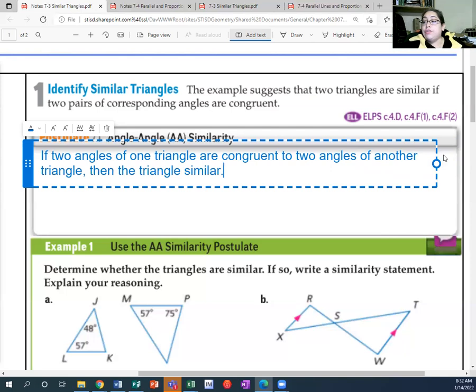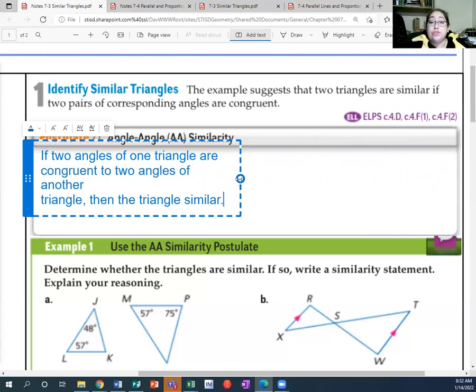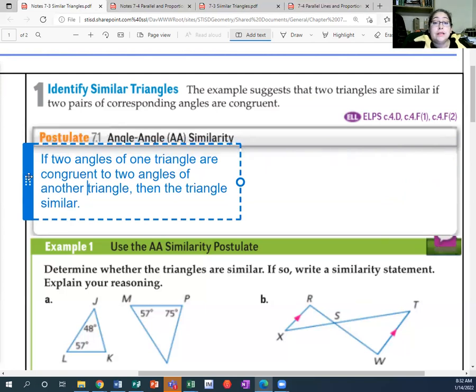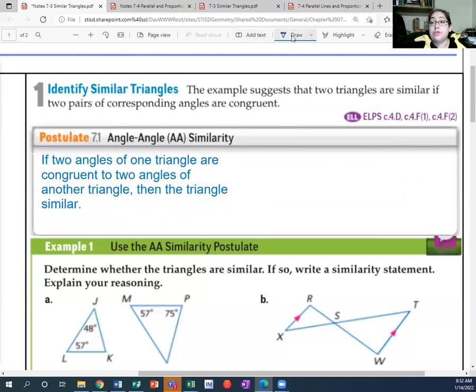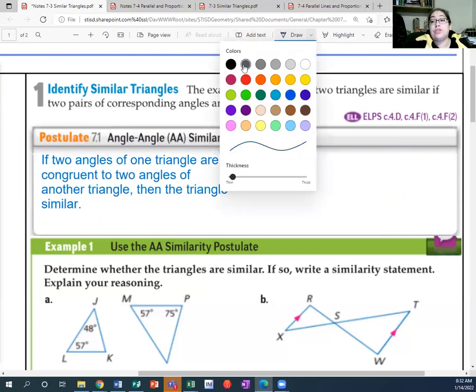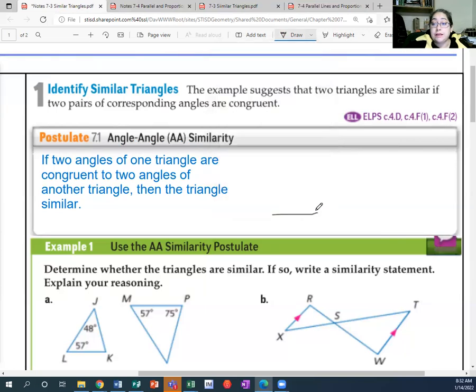So if you're trying to show that you've got similar triangles, you do not need to show that the sides are proportional. Last time in class, with similar polygons, we had to show all the angles were congruent, and that all of the sides were in proportion. Well, with this postulate, we only have to show that two angles are congruent. Why only two? Because with the third angle theorem, we get the third angle for free.